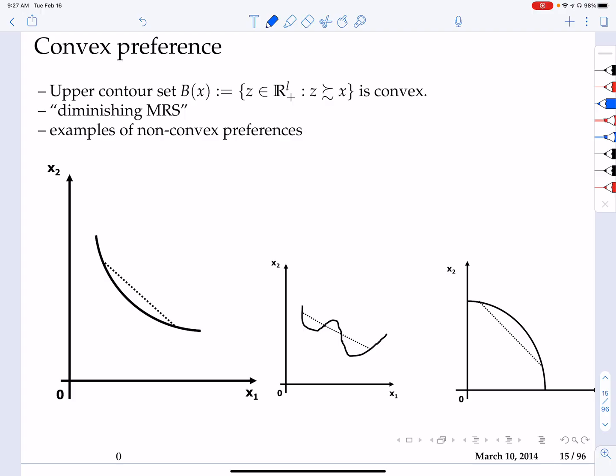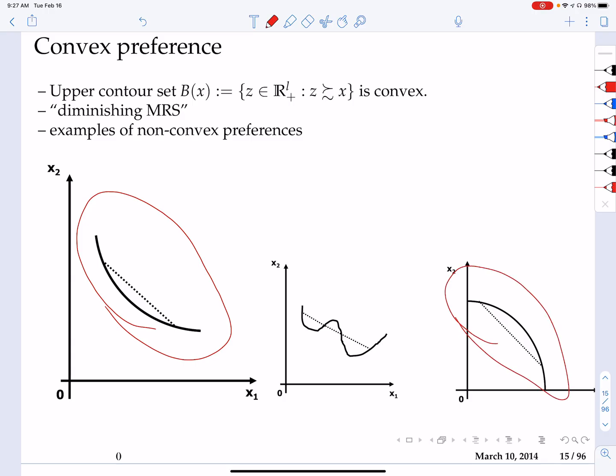But there are two kinds of downward sloping indifference curve, right? You can think of this kind of indifference curve, the first graph, or this kind, the last graph. In the first graph, the indifference curve is convex, and in the last graph, the indifference curve is concave. And which is more likely? Let's think about that.